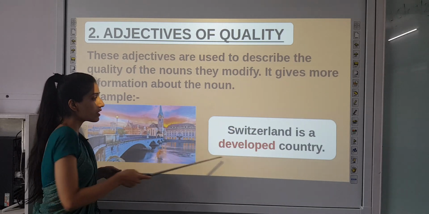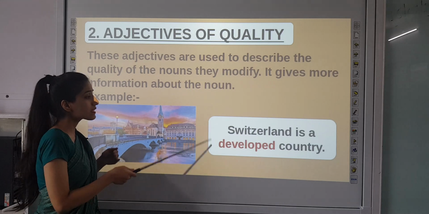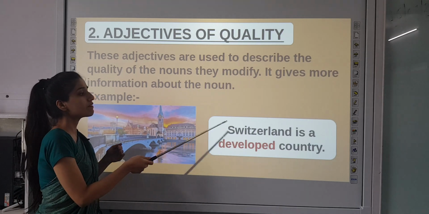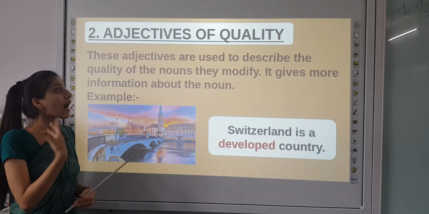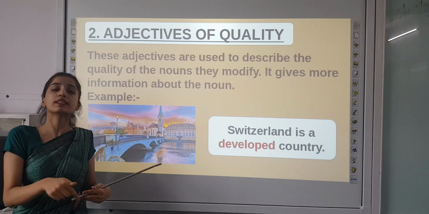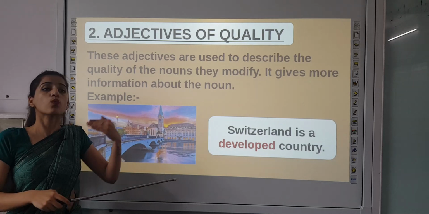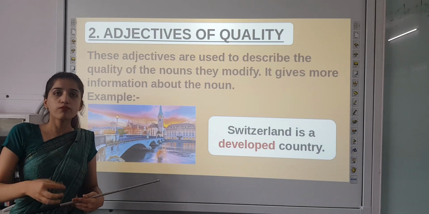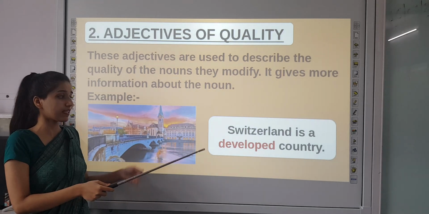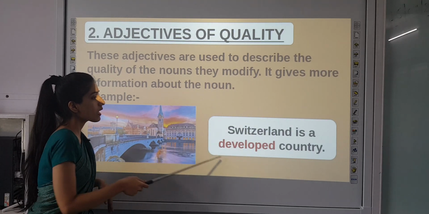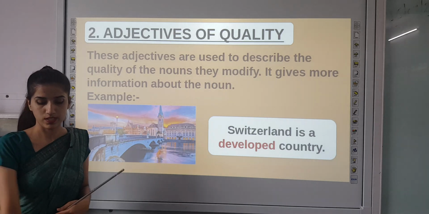Here the word developed is telling about the country named Switzerland, that it is a developed country. If you have to identify an adjective of quality in a sentence, then you have to question it with what type of or what kind of. So here, what type of country is Switzerland? You are getting the answer as developed. So developed is an adjective of quality.